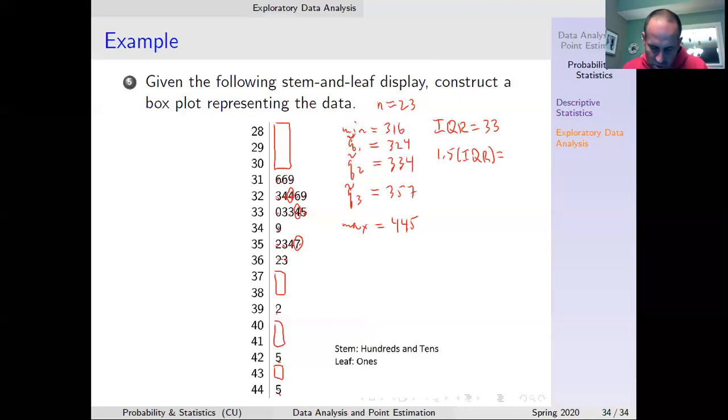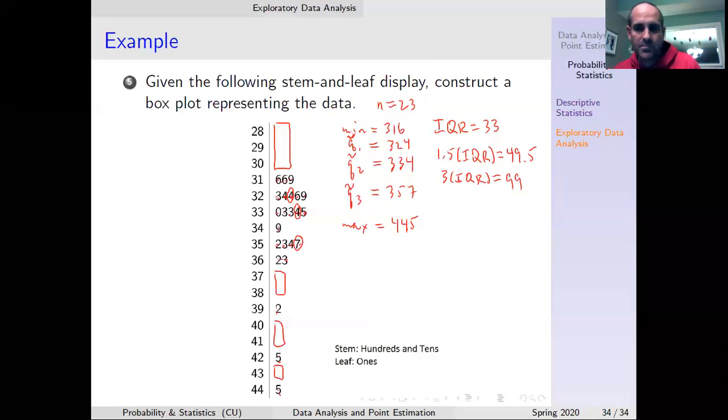Well, what is that? That's going to be 33 plus 16.5, that is, 33 plus 33 divided by 2. So what is that? 49 and a half. And what is 3 IQRs? Well, that's going to be 99.